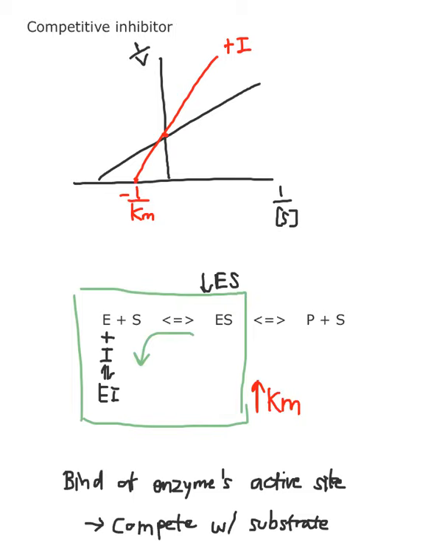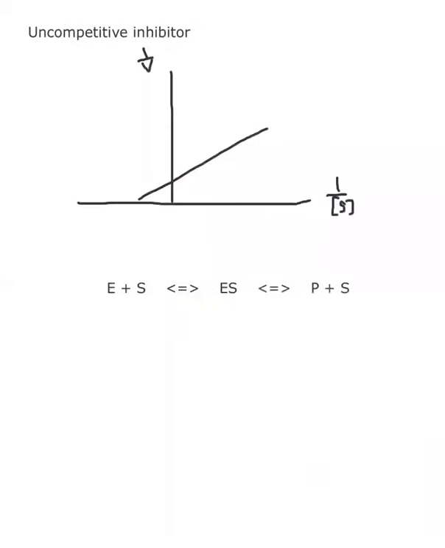So next we have uncompetitive inhibitors. So uncompetitive inhibitors, where does it bind? It binds to the enzyme substrate complex, and it will only bind after the substrate is bound to the enzyme. It cannot bind the free enzyme, correct? So it will form an enzyme substrate inhibitor complex that looks like this.